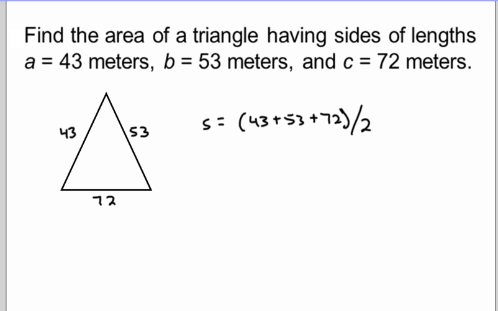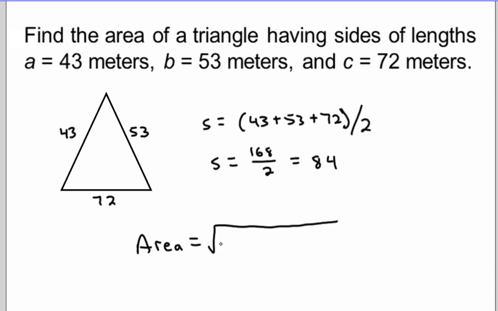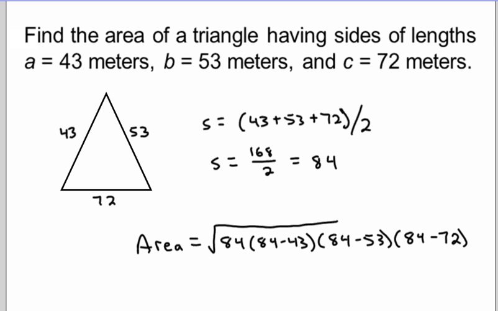So let's see, if we do that, we're going to get 96, 166, 168. 168 over 2, we're going to get 84. All right, so that's telling us the area then is going to be the square root of 84 times 84 minus 43 times 84 minus 53 times 84 minus 72.